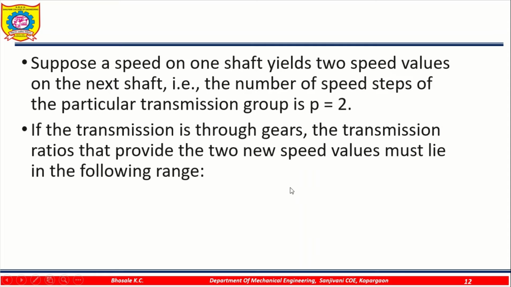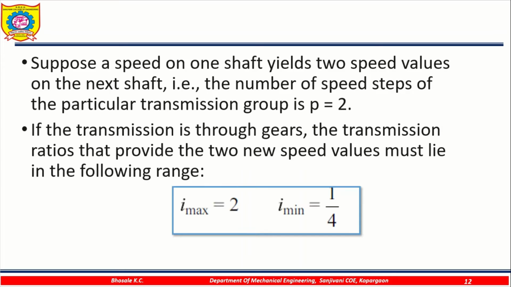If the transmission is through gears, the transmission ratios that provide the 2 new speed values must lie in the following range: I max is equal to 2 and I minimum equal to 1 by 4. It means that when we want to increase the speed, it can be increased by 2 times only, up to 2 times, and when we want to decrease the speed, it can be decreased by 1 by 4 times.